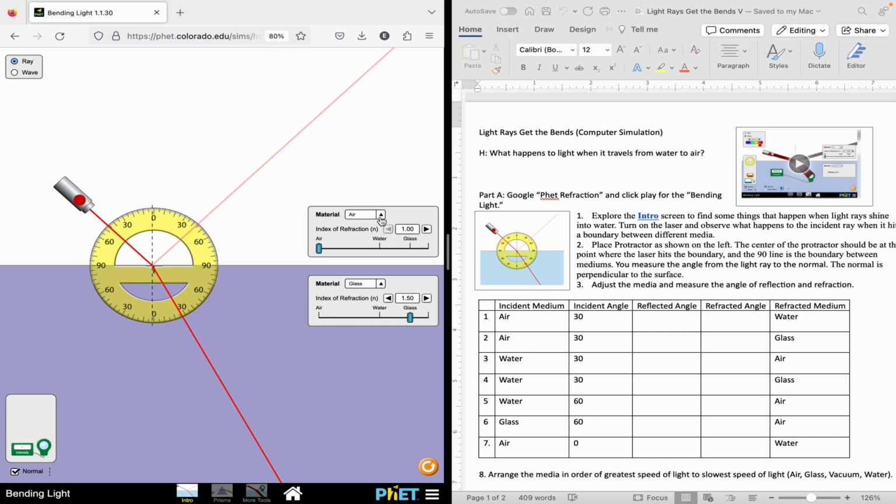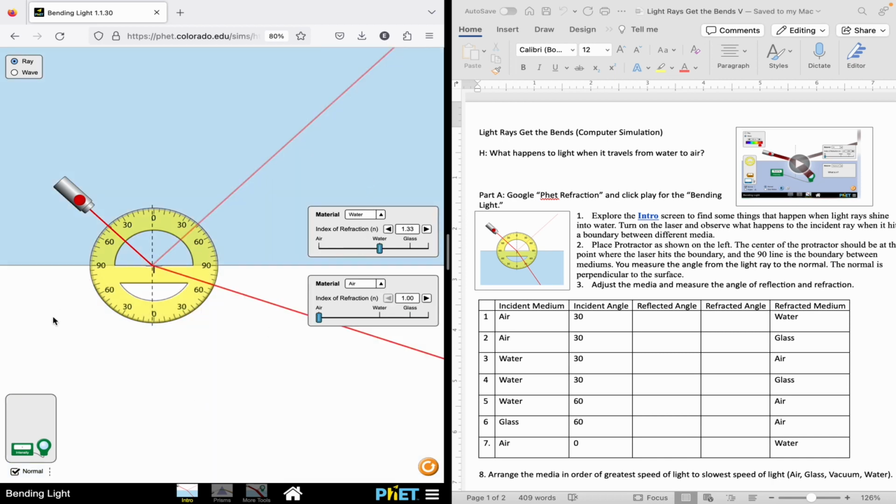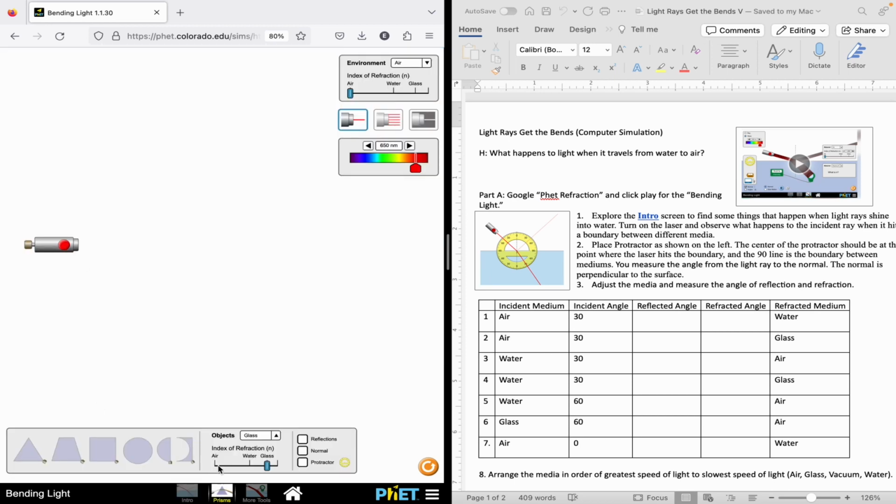Now you can change it completely, having water on top and air on the bottom, and you can see the angles are different. So this gives students an opportunity to practice using Snell's law, measuring angle, and then calculating velocity, or maybe measuring velocity and calculating angle. Next up, we have individual prisms.